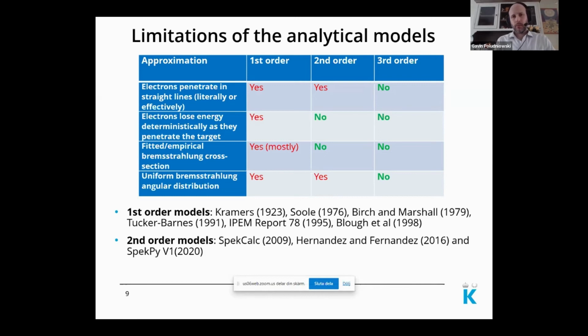But recently we moved beyond this with a third order model, which is in some software that I'm going to talk about, SpecPy version 2. So this uses pre-computed distributions from Monte Carlo in the target for how deep the electrons get, how many get to what depth, what energy distribution they have at that depth, and what angular distributions they have at those depths. And then we fold in the theoretical results for both the Bremsstrahlung cross-section differential in energy and the angular distribution of the Bremsstrahlung.